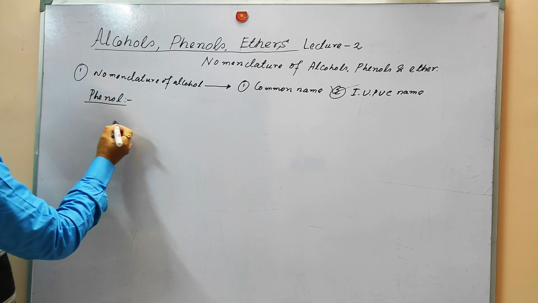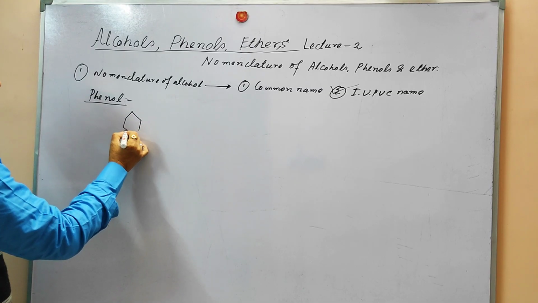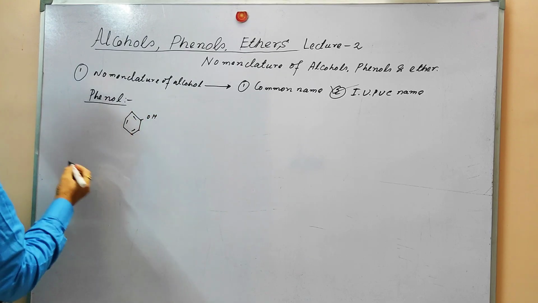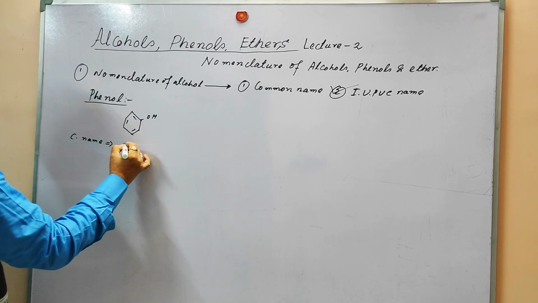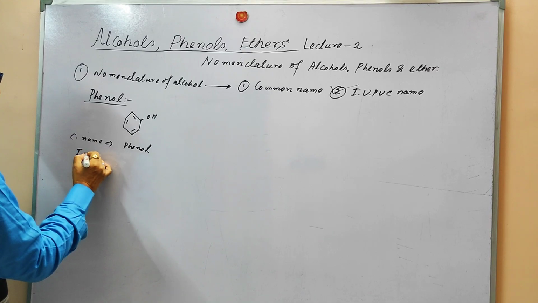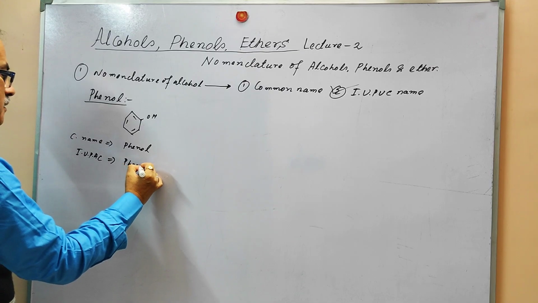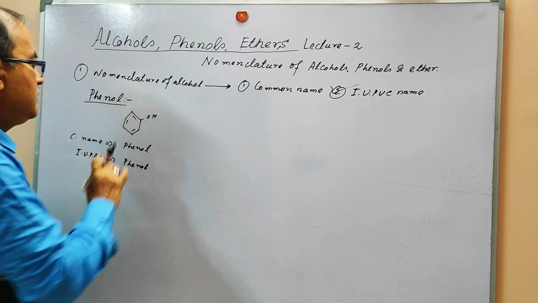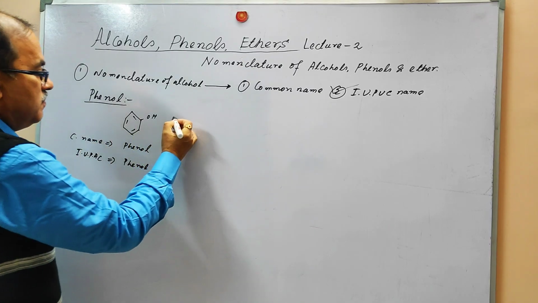Suppose this is the compound phenol, and its common name is phenol, and its IUPAC name is also phenol, that we have already discussed. This compound has the same common name and IUPAC name.